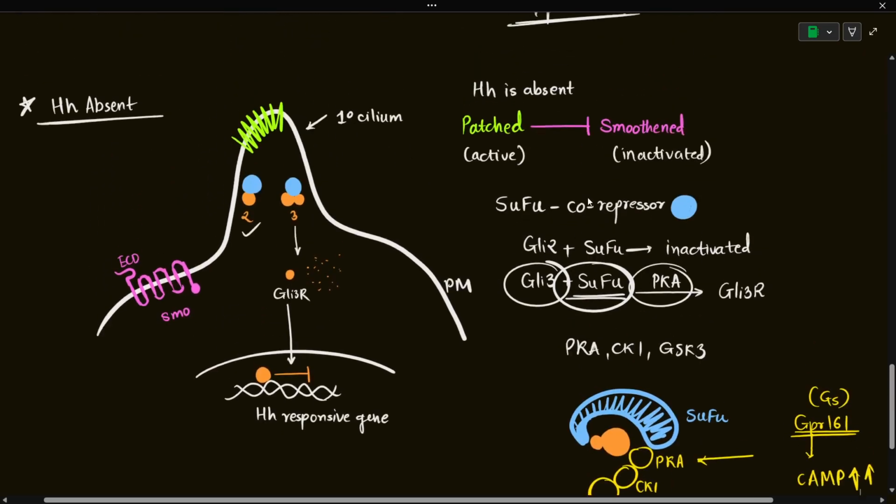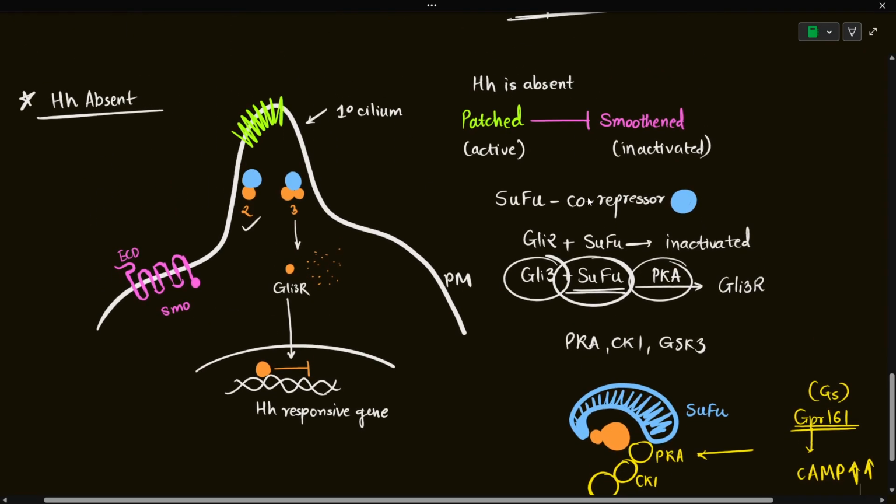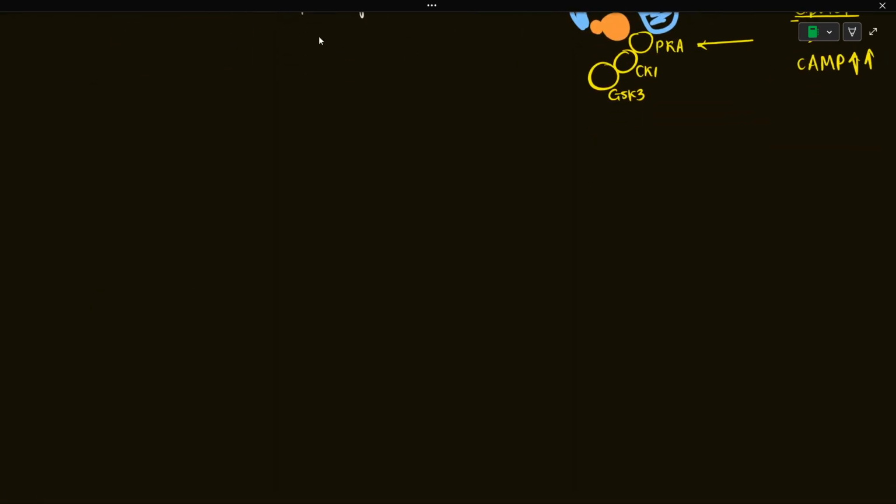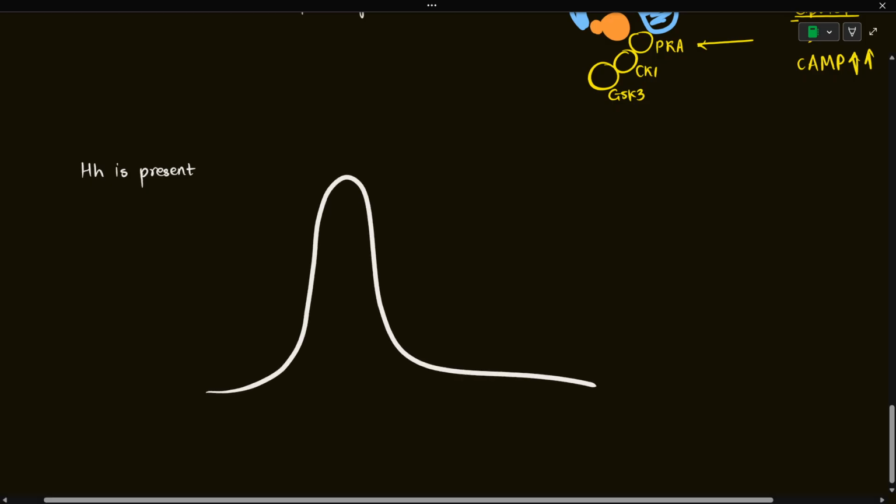Okay, so I hope the scenario when hedgehog is absent is clear to you all. Let's now discuss what happens when hedgehog is present in the system. When hedgehog is present in the mammalian cell, what happens? This is the plasma membrane part, and this is the primary cilium.